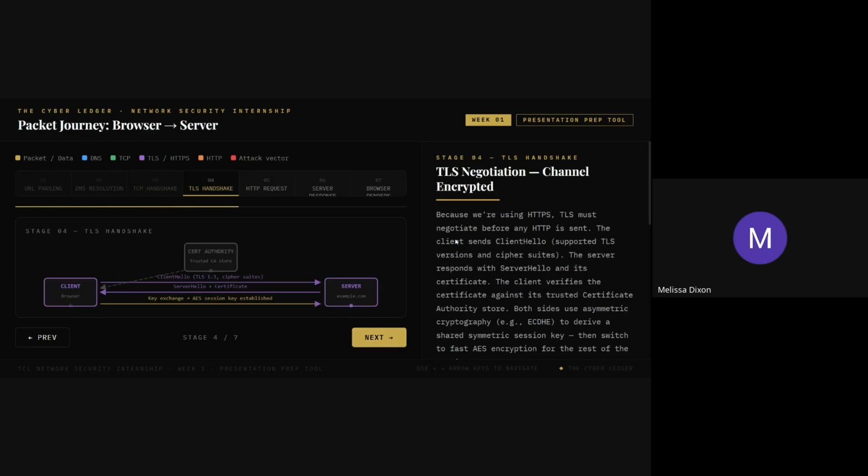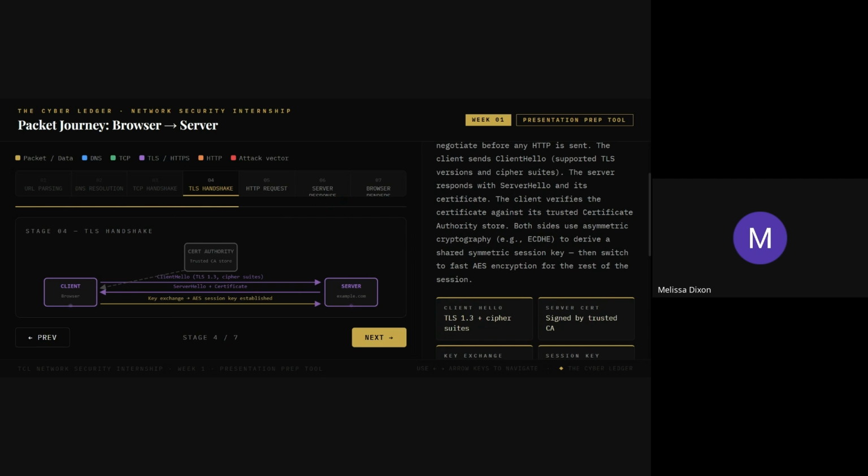And then stage 4 is the TLS negotiation. So channel encrypted. Because we're using HTTPS, TLS must negotiate before any HTTP is sent. So the client sends client hello, supported TLS versions and cipher suites, of course. The server responds with server hello and its certificate. And the client verifies the certificate against its trusted certificate authority store, basically. So both sides use asymmetric cryptography to derive a shared symmetric session key, and then this switches to fast AES encryption for the rest of the session, basically.